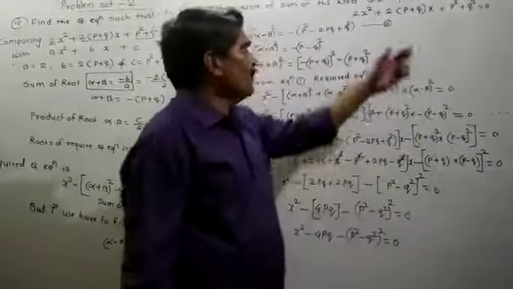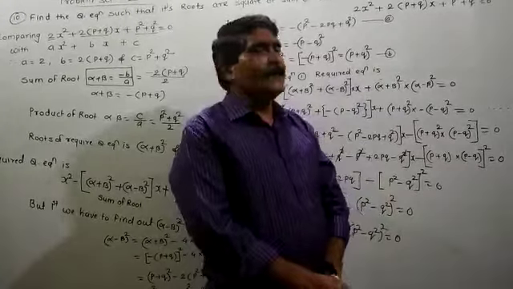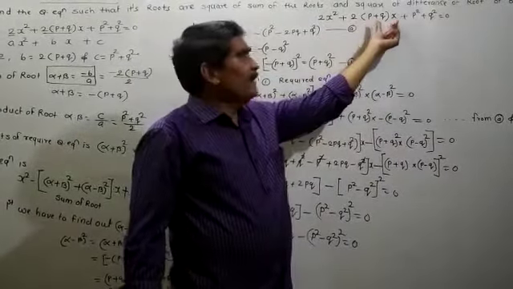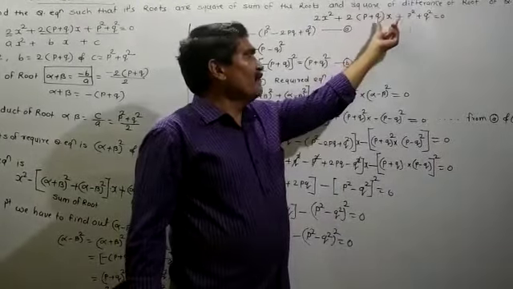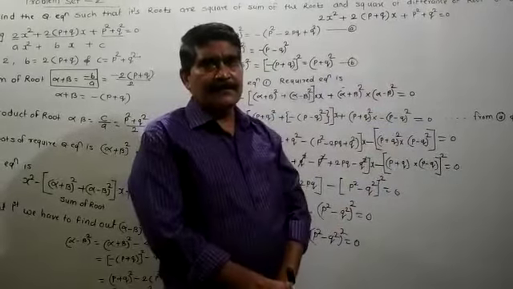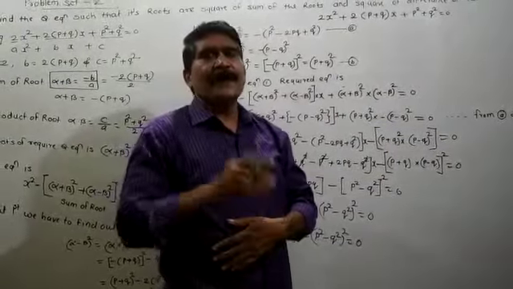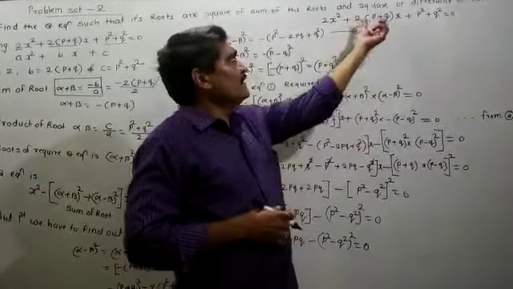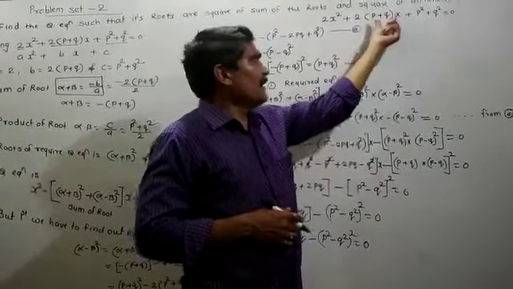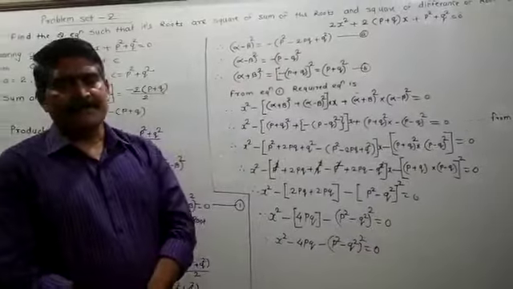Means from this quadratic equation you have to frame a new quadratic equation, where the square of the sum of the roots of this equation and the square of the difference of the roots of this equation are the roots of the required quadratic equation. Means the required quadratic equation has roots that are the square of the sum of the roots and the square of the difference of the roots of this quadratic equation.